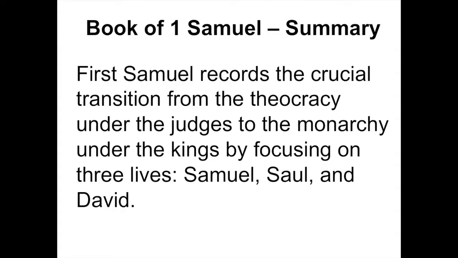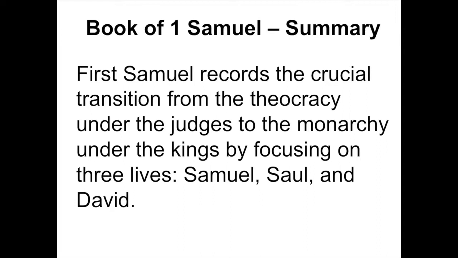What's next with us? Well, let's summarize the book as an entire theme. You could say this: 1 Samuel records the crucial transition from the theocracy under the judges. Theocracy means rule by God, without a king, but recognizing God as being the king. It records the crucial transition from the theocracy under the judges to the monarchy under the kings by focusing on 3 lives: Samuel, Saul, and David.